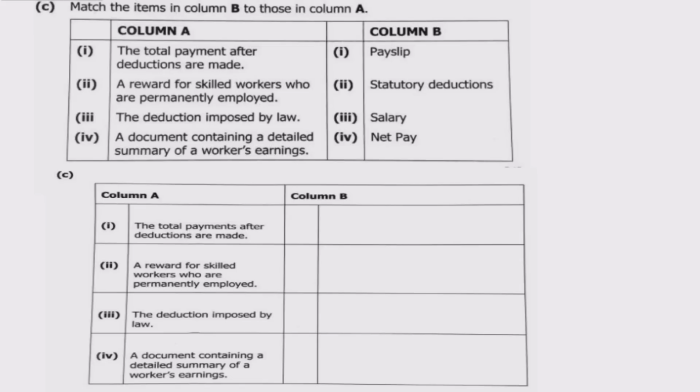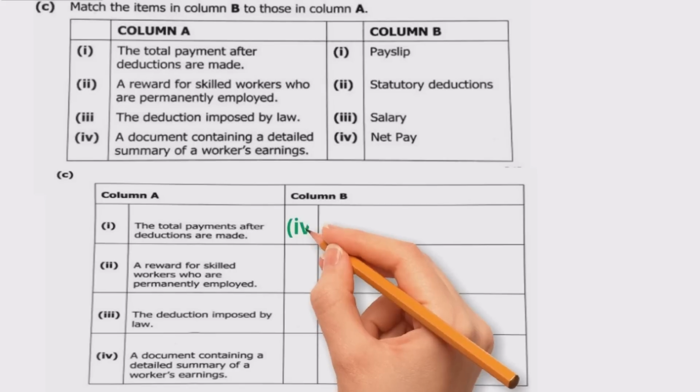Number 1, the total payment after deduction are made. So first you have got the gross payment, and then there is now deduction of taxes, maybe there is a loan you got, maybe there is other deduction that may happen, pay as you earn. The total payment after deductions are made, that is net pay.